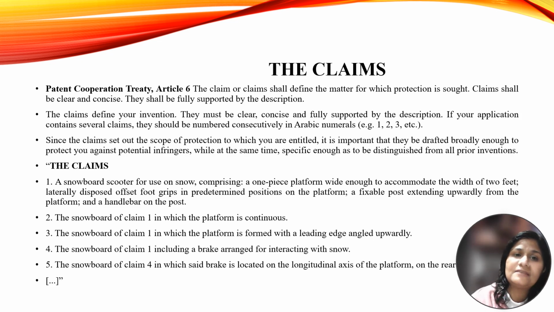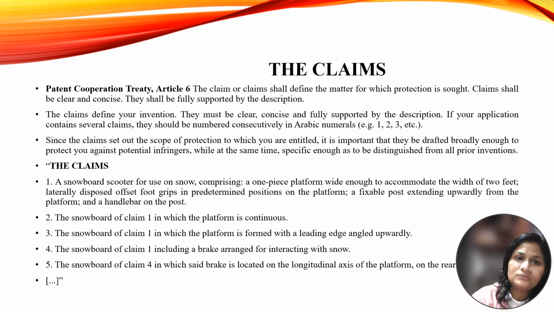If your application contains several claims, they should be numbered consecutively in Arabic numerals, for example 1, 2, 3. Since the claims set out the scope of protection to which you are entitled, it is important that they be drafted broadly enough to protect you against potential infringers, while at the same time specific enough to be distinguished from all prior inventions. So, on one hand, you have to be on the safer edge to be able to distinguish your own invention from the prior art, and your claims should also be broad enough to actually help you get protection from the infringers. So there are two aspects you have to consider while writing these claims.